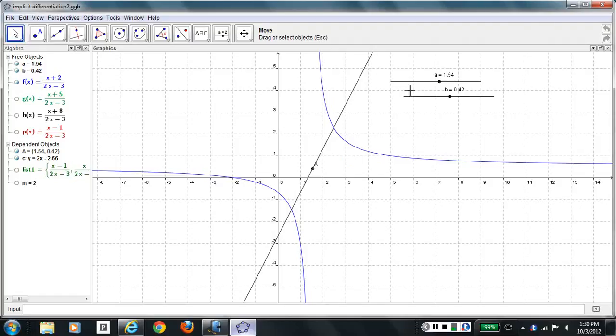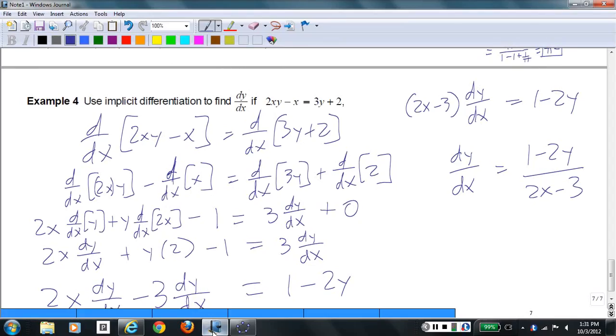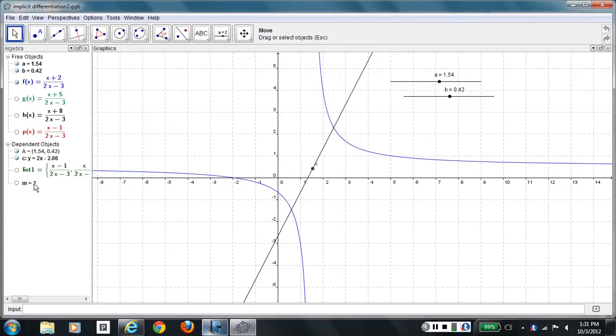And what I've done is had a and b represent the x and y coordinates of this point, and then over here m is that expression, 1 minus 2b over 2a minus 3. Is that what we got? 1 minus 2y over 2x minus 3. So m is going to be what you get when you take the x and y coordinates of this point and substitute them into that expression.